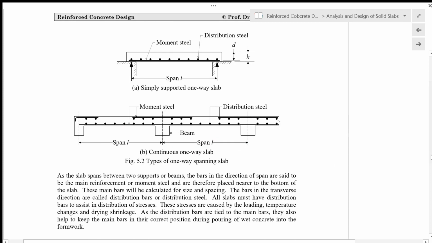As the slab spans between two supports or beams, the bars in the direction of span are said to be the main reinforcement or moment steel, and are therefore placed nearer to the bottom of the slab. These main bars will be calculated for size and spacing. The bars in the transverse direction are called distribution bars or distribution steel. All slabs must have distribution bars to assist in distribution of stresses. These stresses are caused by the loading, temperature changes, and drying shrinkage. As the distribution bars are tied to the main bars, they also help to keep the main bars in their correct position during pouring of wet concrete into the formwork.